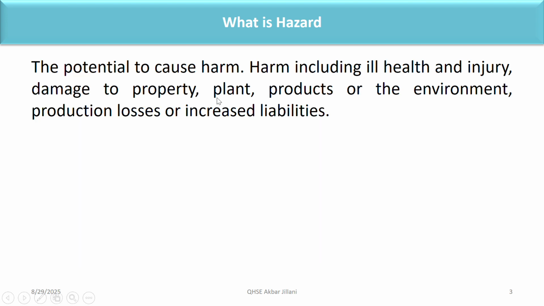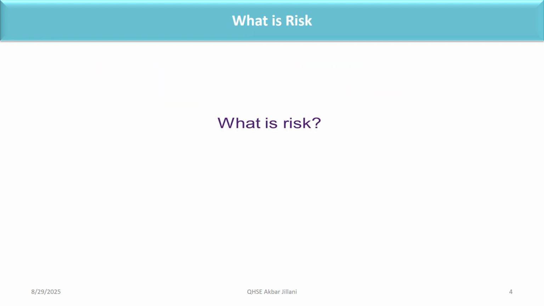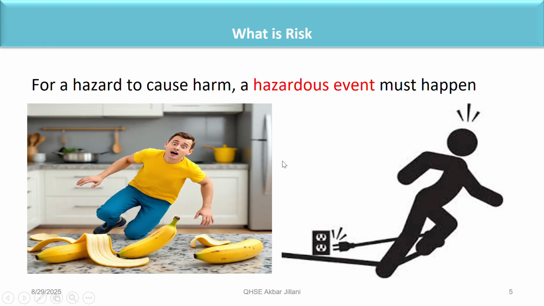So the potential to cause harm including ill health and injury, damage to property, plant, products or the environment, production losses or increased liabilities. What is risk? Over there we describe this. If somebody is interacting with the peel of banana, what will happen? They will slip and trip and they will get injury, and this injury is called risk.